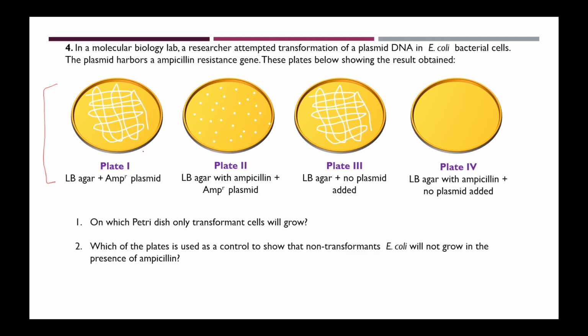Whatever is growing on this plate, are all of the cells transformants? Yes or no? No, ma'am. Why? Ma'am, because in this plate antibiotic is not present, so non-transformants will also grow. Yes, exactly. Without antibiotic, non-transformant cells will also grow.